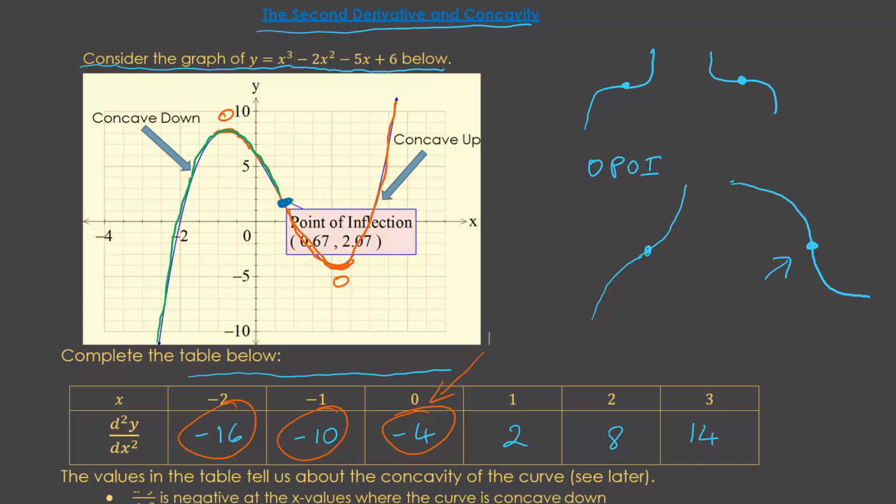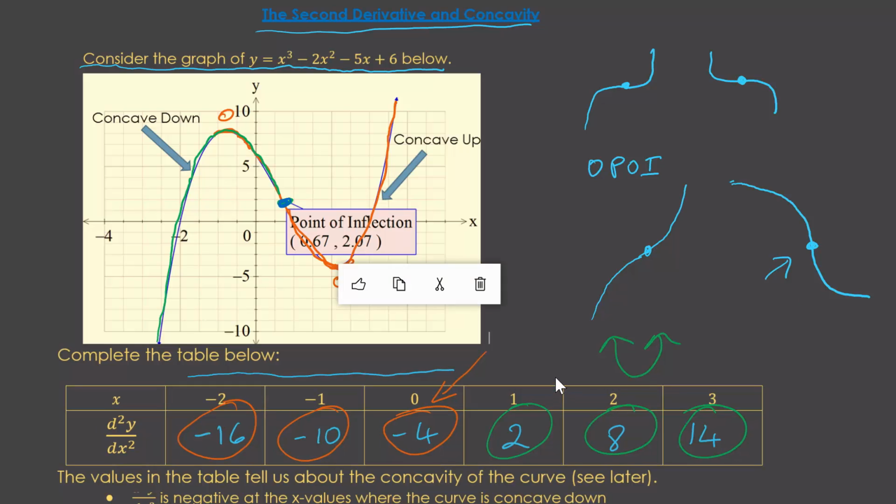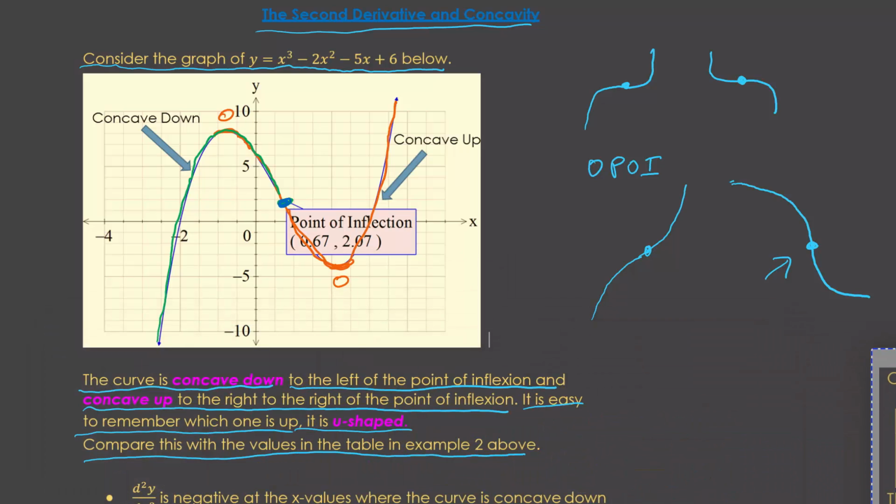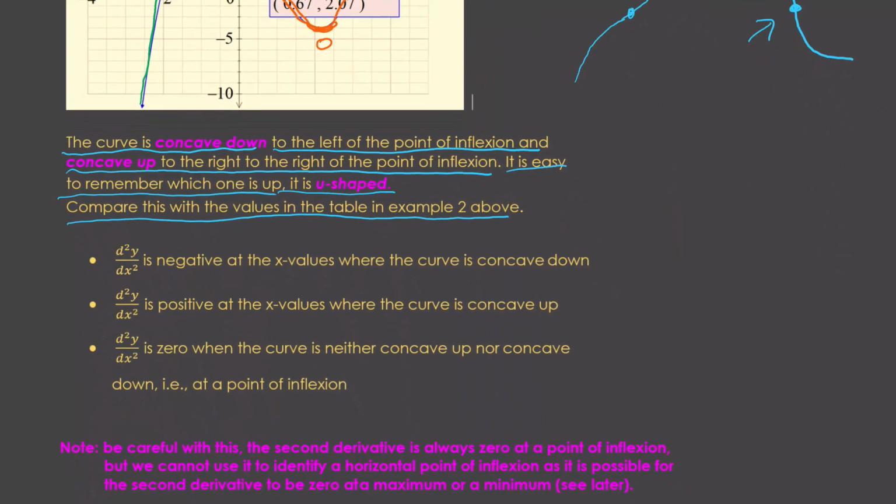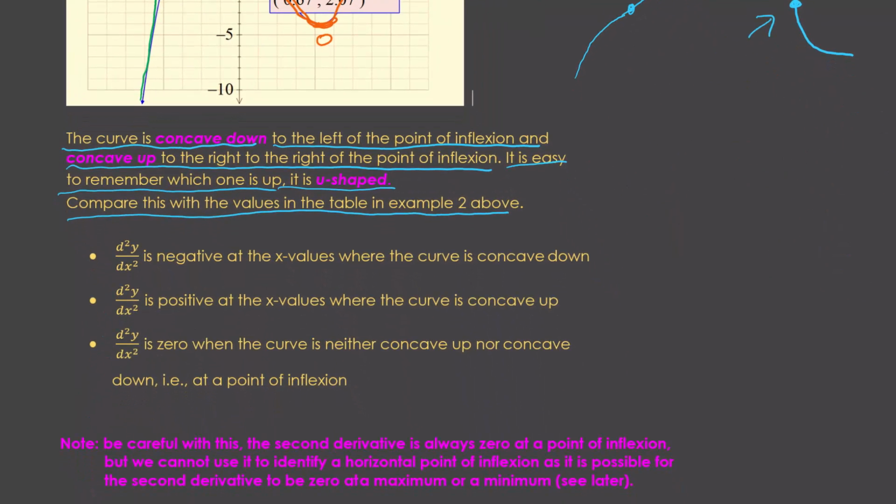If we look to the right of the point of inflection, these are all positive. So positive is concave up. Now remember, if you're feeling positive, you're feeling up. It should be easy to remember. So let's just bring the table out of there again, and we're going to reiterate those points.